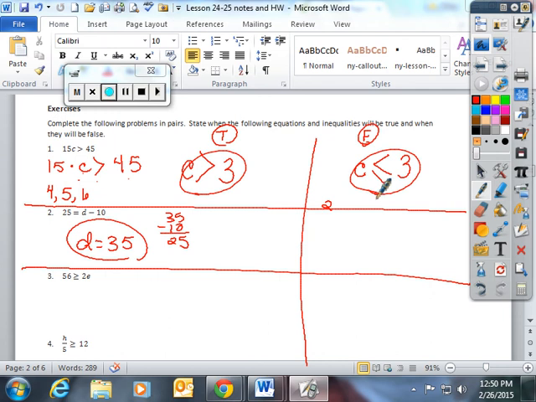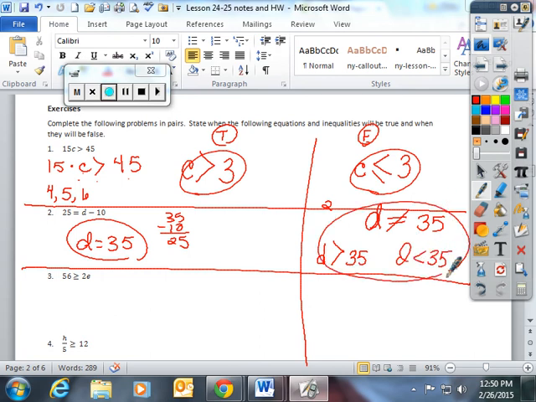And then I asked them to think about writing a number sentence to show all of the false values for the equation, and we were able to come up with d does not equal 35. They were also able to come up with d can be greater than 35 for false statements. D could also be less than 35 to make a false statement. So these all were acceptable choices there.